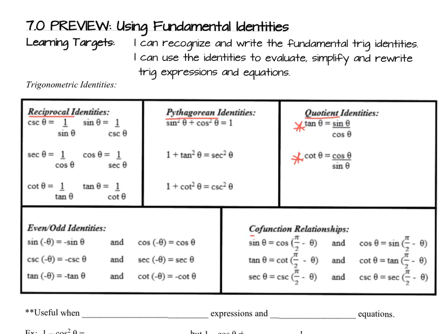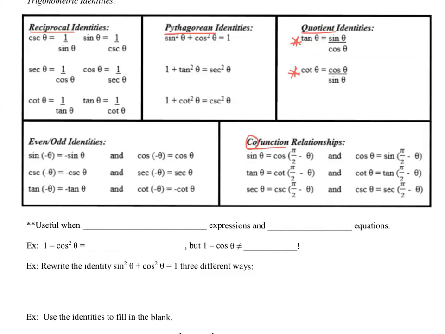Cofunction relationships just deal with values that are complementary, or they would add up to pi over 2. Cofunction is where sine and cosine match, tangent and cotangent match, and secant and cosecant match. So these are the cofunction relationships. We'll use these values down below.